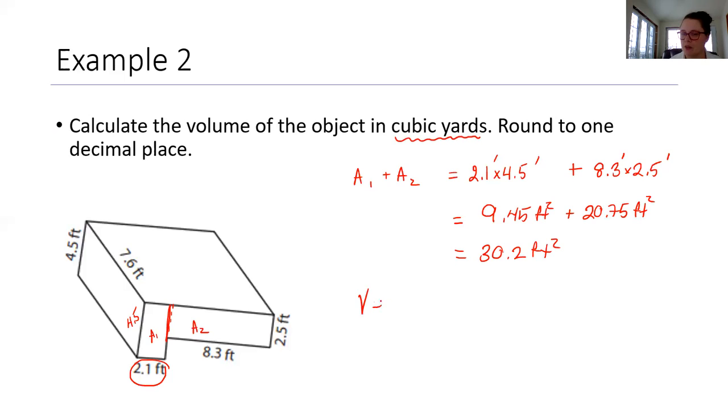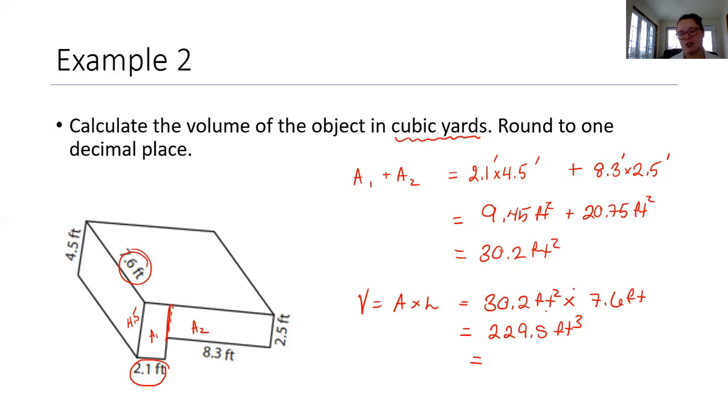Now we need volume. Volume is area times, in this case, I think length would be the best word to use. Area times length, you can think of it as height. You just have to visualize it, rotate it. That's going to be equal to 30.2 times 7.6. 30.2 square feet times feet again is always going to give us our cubic feet. And that will leave us with 229.5 cubic feet, which is equal to, we've got to switch to yards.